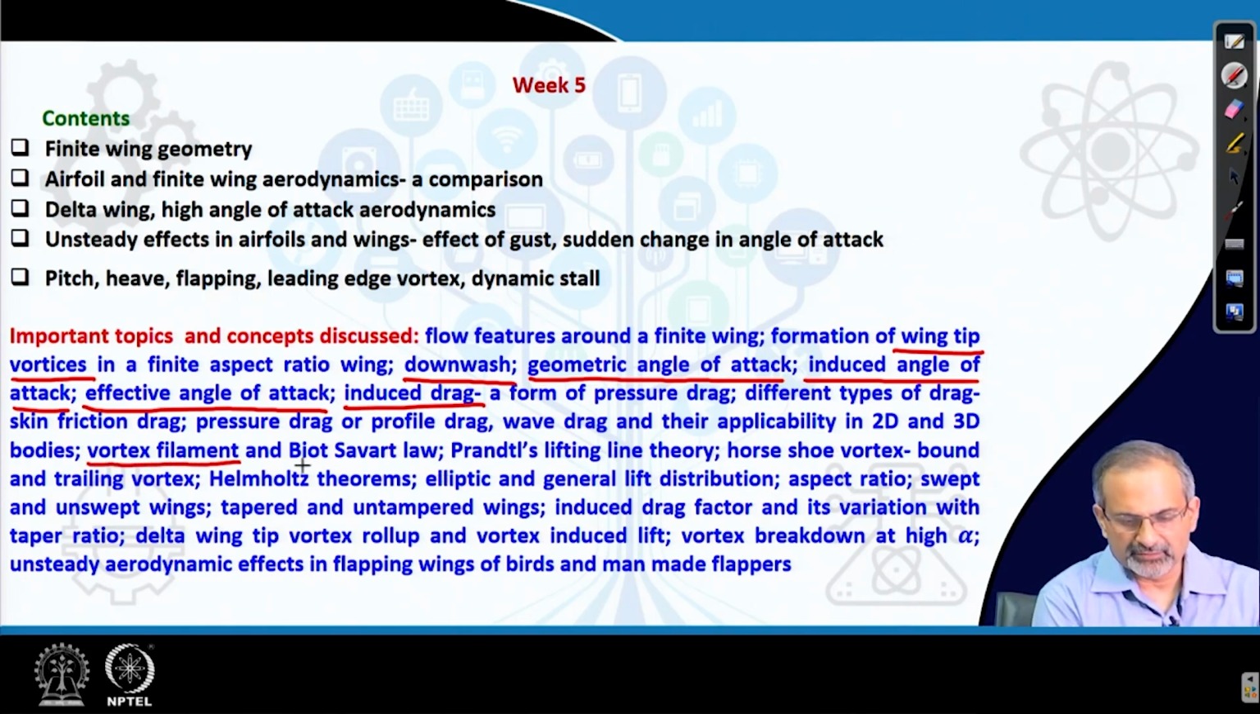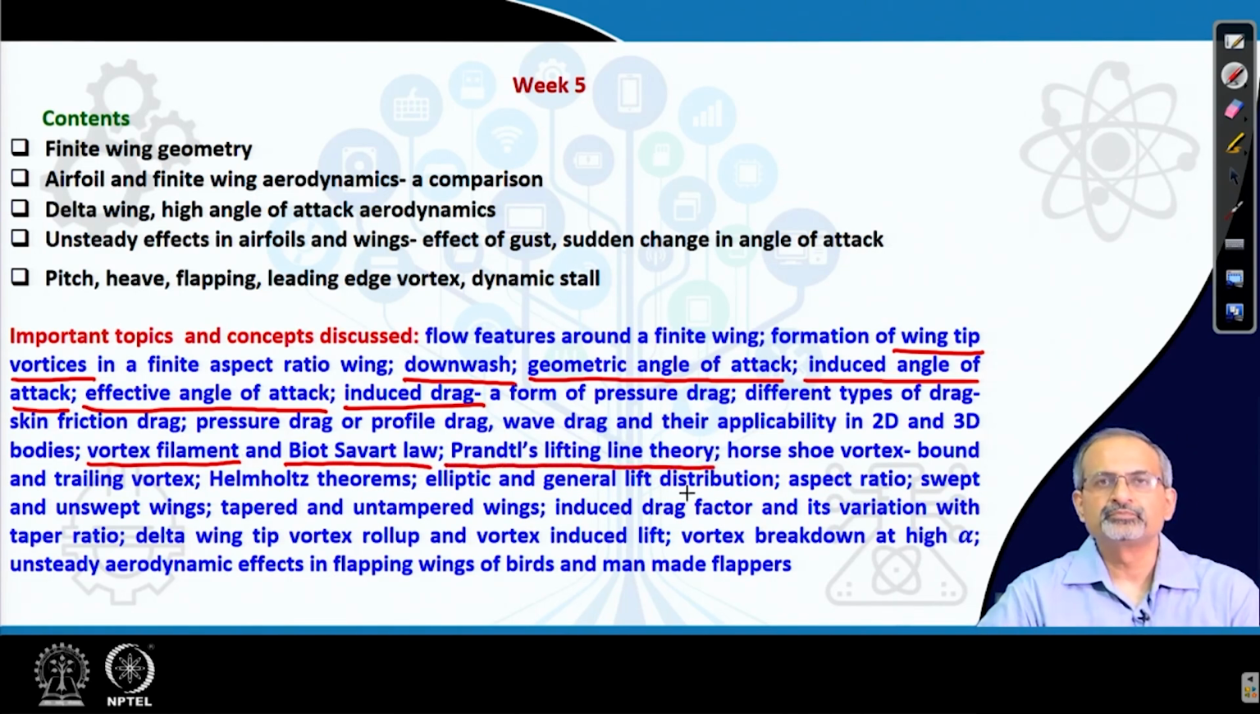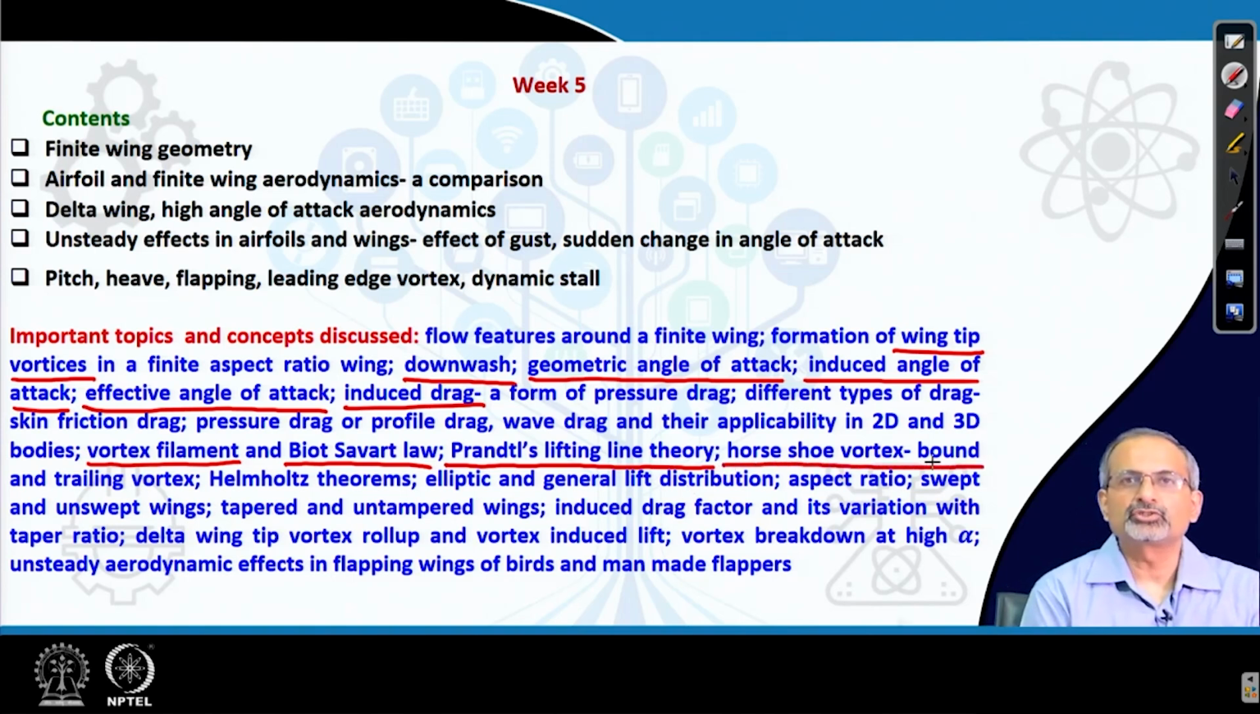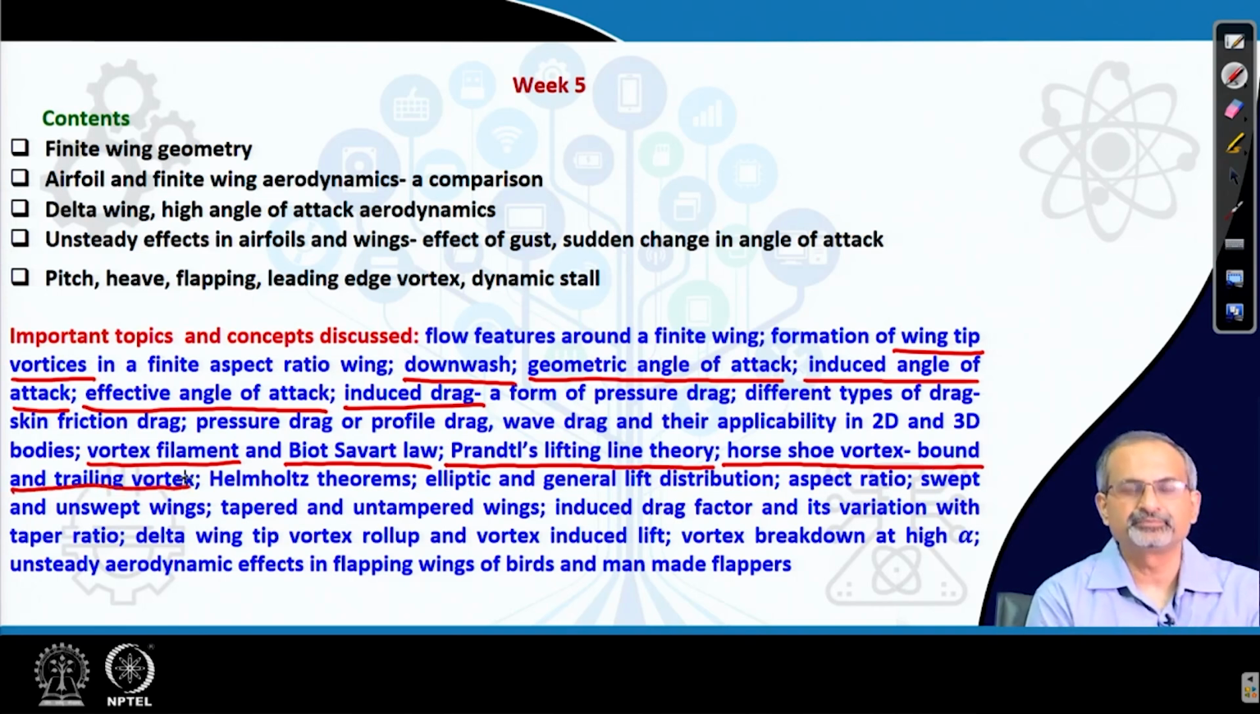We looked at vortex filament and the Biot-Savart law, which was introduced in this chapter in the context of finite wings, and based on that the Prandtl lifting line theory was understood. We saw the concept of horseshoe vortex, which comprises a bound vortex and a trailing vortex pair, and in this connection we looked at the Helmholtz theorems.